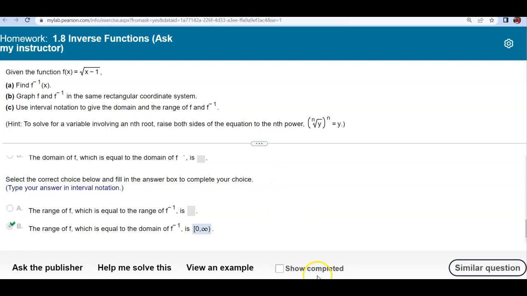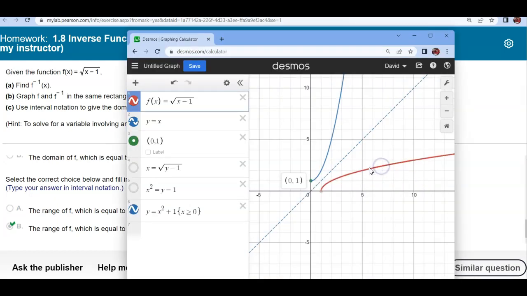Again, you can see it on the graph. The domain of f, the red graph is f, is 1, the x-coordinate, to infinity. The range is 0, the y-coordinate, up to infinity. Now turn that one off. Now we're looking at f inverse. The domain starts at 0 and goes to the right. The range is 1, the y-coordinate 1, and it goes up.